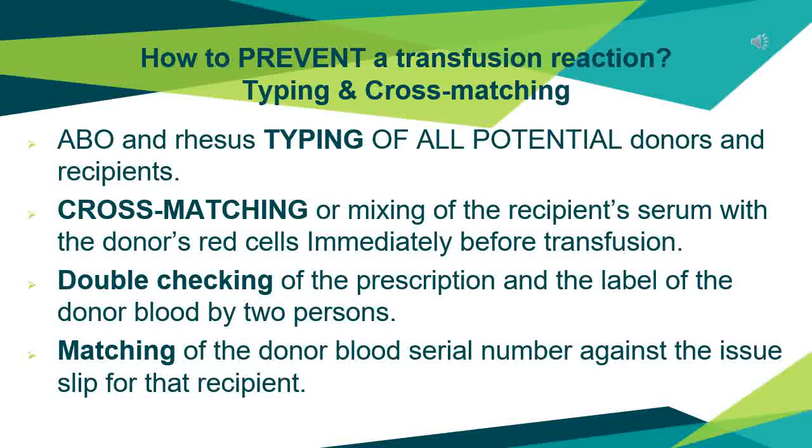Cross-matching is done either by the conventional WHO collection, testing and transfusion or CCT kit, or by column agglutination technology. In emergency situations, the universal donor group O may be given, O negative to females and O positive to males. The prescription and the label of the donor blood should be doubly checked by at least 2 persons. The donor blood serial number should also be checked against the issue slip for the recipient. If these steps are strictly followed, the number of severe and fatal ABO incompatibility reactions can be minimized.